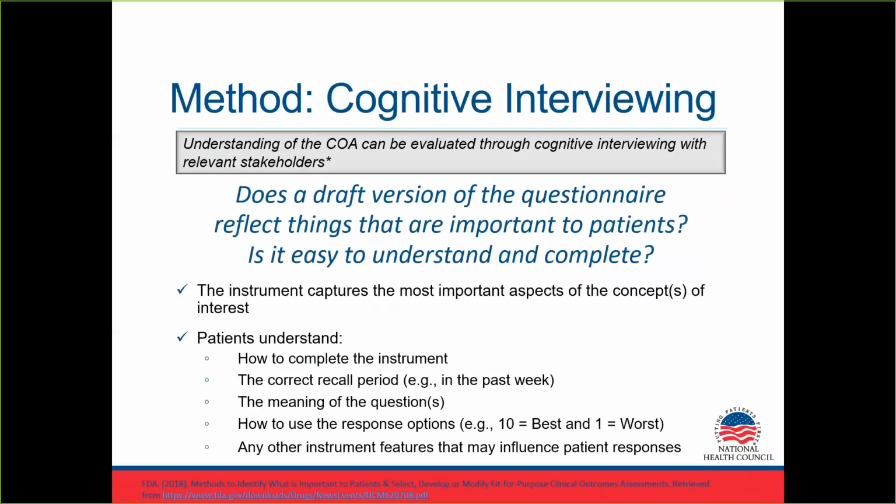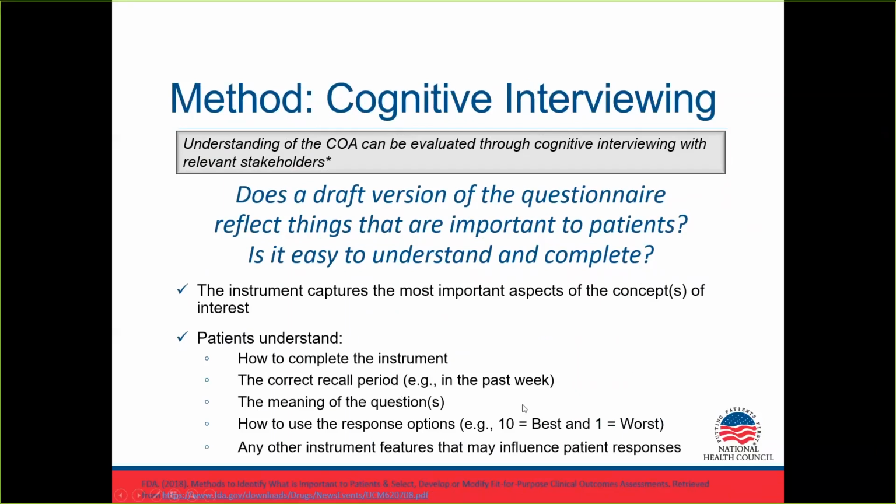So cognitive interviewing is done to ensure that the instrument content captures the most important aspects of the concepts of interest and whether respondents understand how to complete the instrument, how to reference the correct recall period, the meaning of the items, how to use the response scales, and any other features of the instrument that may influence responses in the intended mode of administration.